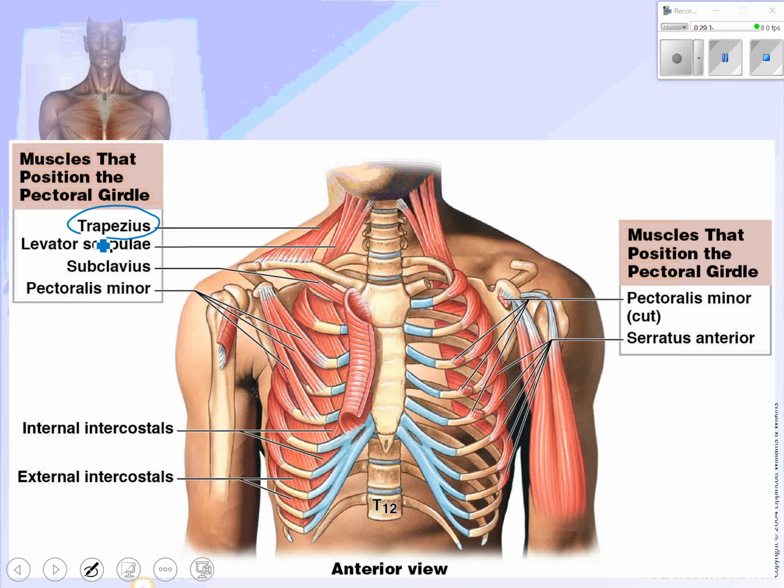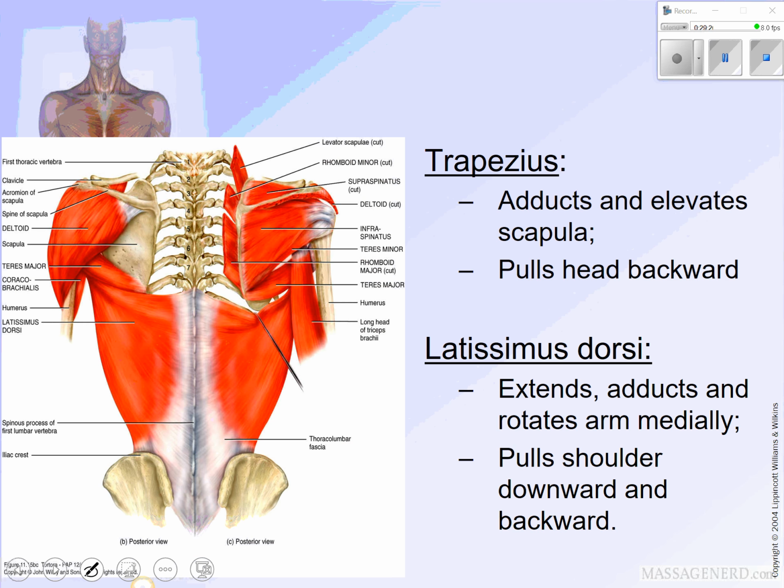Trapezius is one that you need to know. That's going to be the back of the neck, and it's what they call a diamond-shaped muscle on the upper part of the back as well. Your trapezius adducts and elevates the scapula and pulls the head backwards.